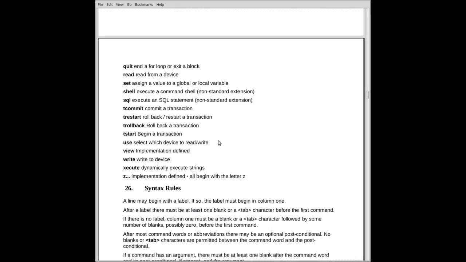Use tells the system which device or file to read or write to. And you change that from time to time. View is implementation defined. It was used for debugging. Execute allows you to dynamically execute an entire string. It's similar to the indirection operator. And then anything beginning with Z is implementation defined.